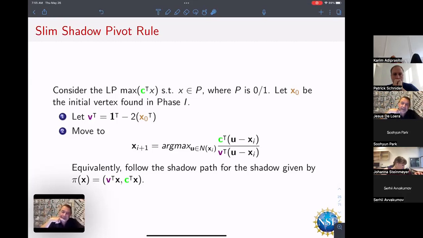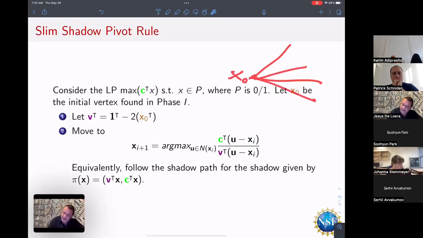Okay, and so now how do I decide how to move to the next edge? You have many edges, right? You are at this vertex x0, and you have many edges going out.